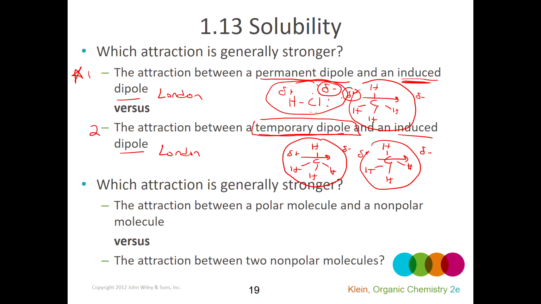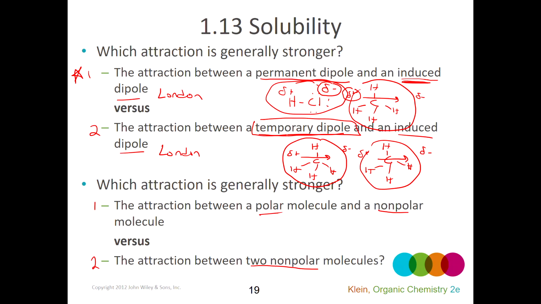Good. So let's look at the second one then. What should be stronger, the attraction between a polar molecule and a nonpolar molecule, or the attraction between two nonpolar molecules? Two nonpolar. Yeah, so almost every time when we go through this, students don't get this correct.